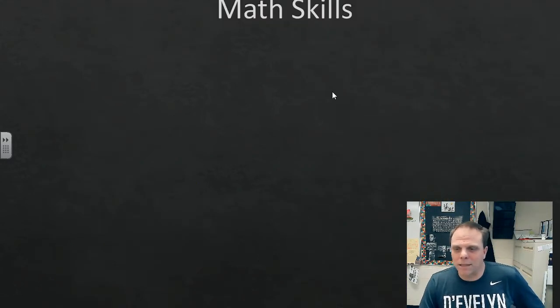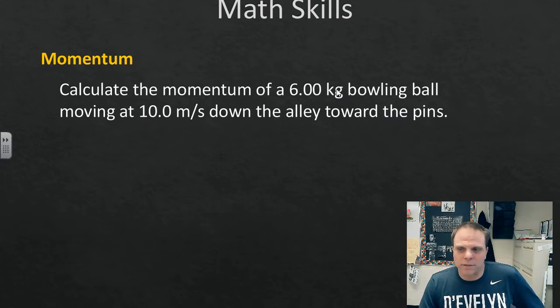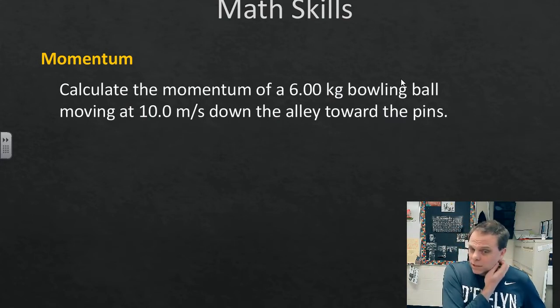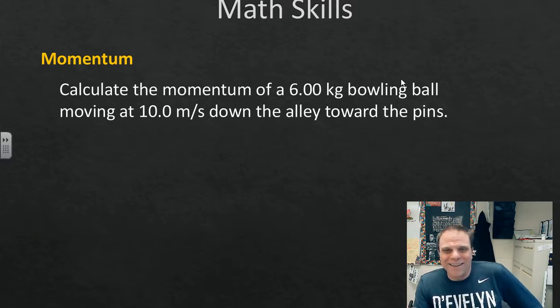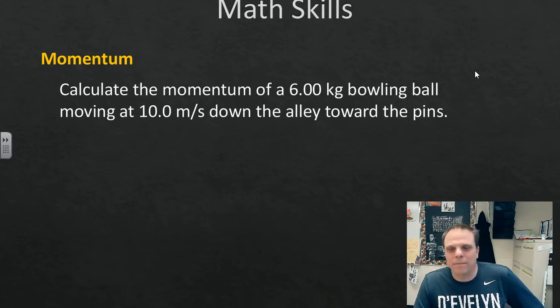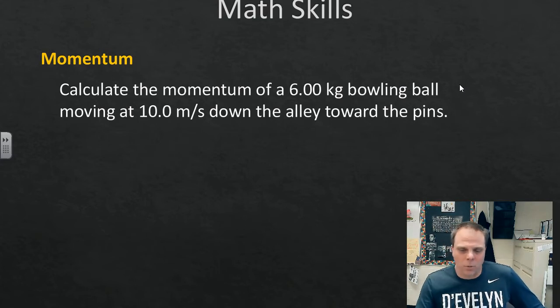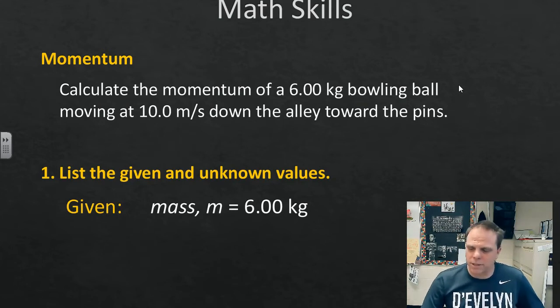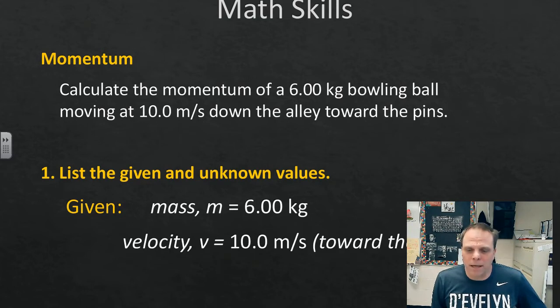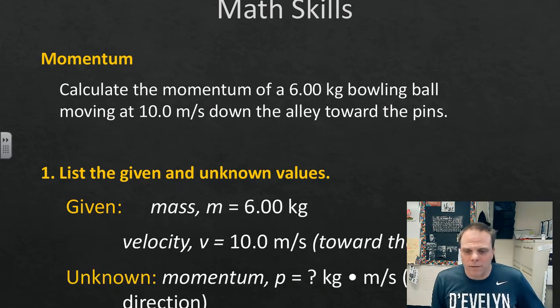Let's go for it. All right, so let's see what we would do if we wanted to solve a problem of momentum. What do we do with a problem like momentum? You're going to calculate the momentum of a 6.00 kilogram bowling ball moving at 10.0 meters per second down the alley toward the pins. All right, so let's see how we do this work. We want to show our GEMS. All right, so first we list our givens. So this is the G of our GEMS, right? And so we do mass and velocity, and then we have to write down our unknown and put its units.